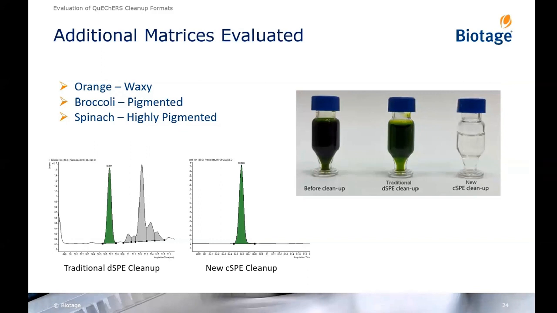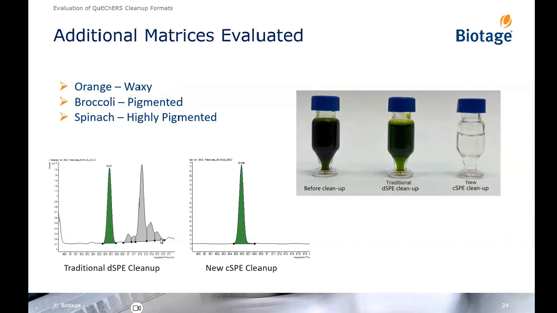So without going through each matrix evaluated, I'll just give a summary of which ones were also evaluated. We did oranges with the waxy cleanup technique, broccoli with the pigmented, and spinach with the highly pigmented. I did add a picture of the spinach. As you can see, this was before the cleanup. And then this was the dSPE cleanup. So this is after cleanup. It's a little lighter, but you can see with the CSPE cleanup, much cleaner extract.